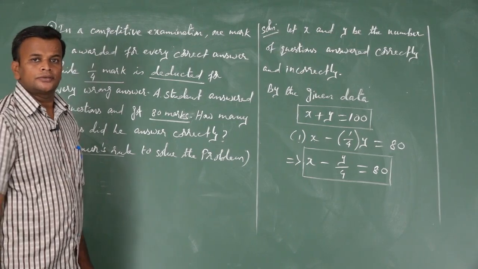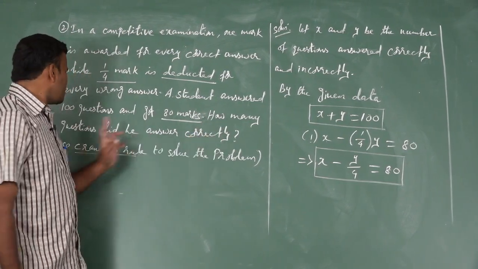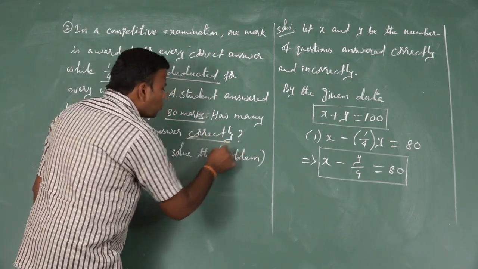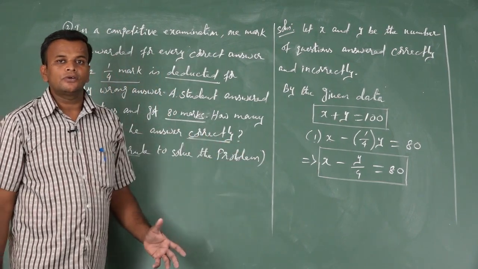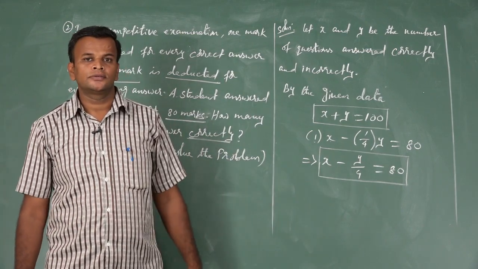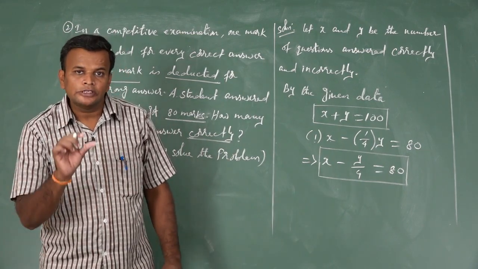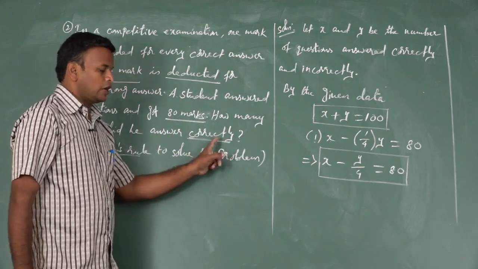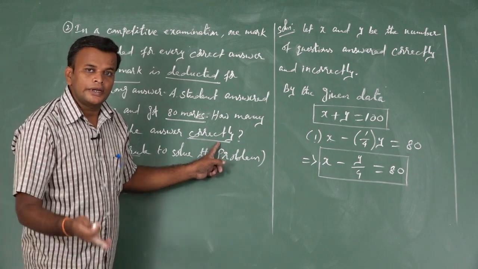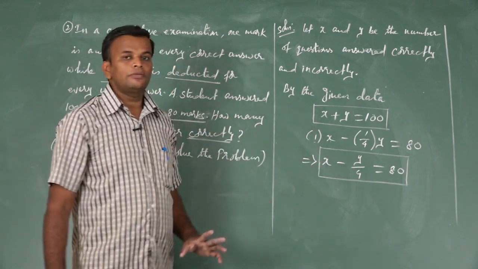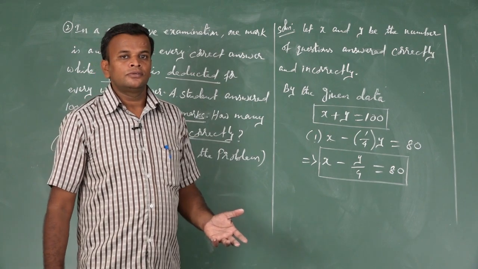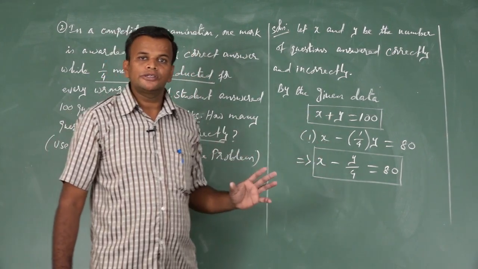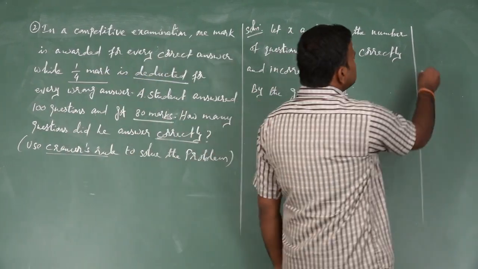What is our question? Our question is, how many questions did he answer correctly? So we find the variable x or y. We find only the variable x, because our question asks for the correct answers, the number of correct questions. So to find the variable x we use Cramer's rule. There are two variables and two unknowns, so the next step is to find the value of del.